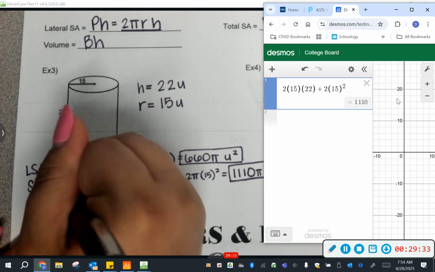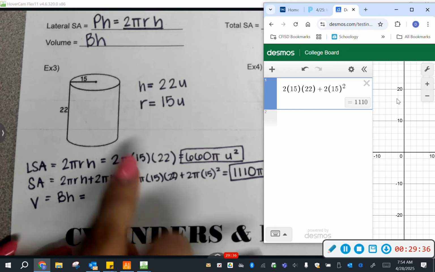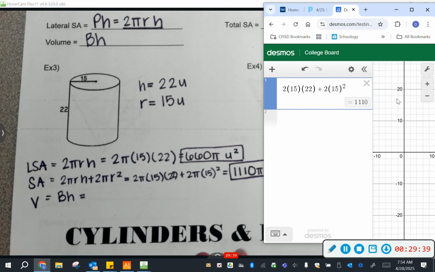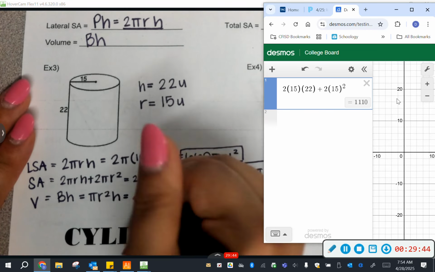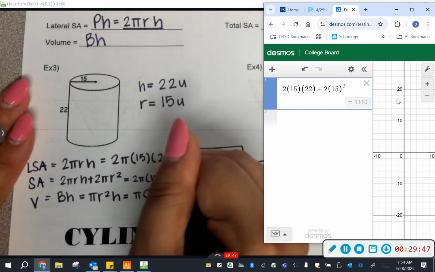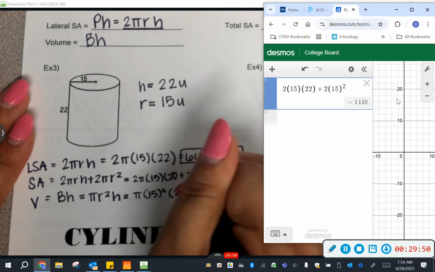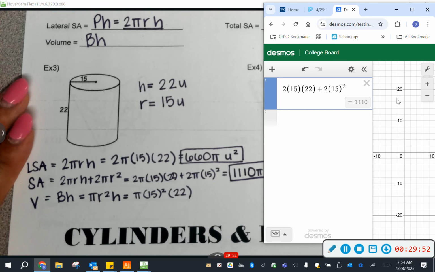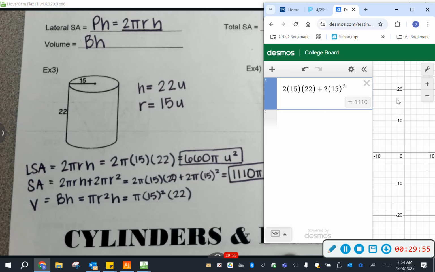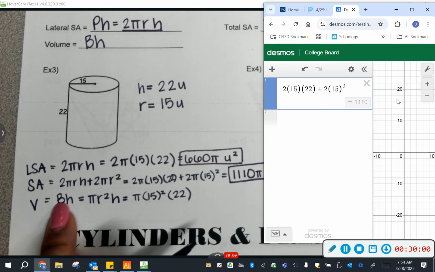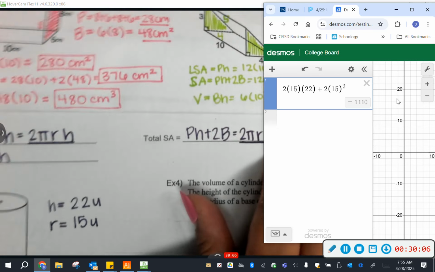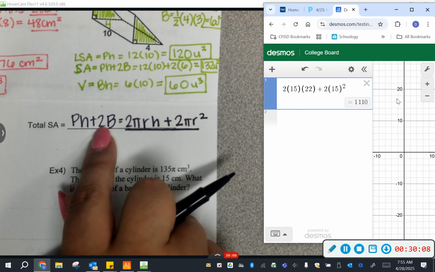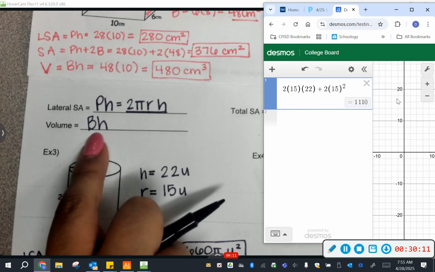My volume is big BH. How do I find the area of this base? So it's going to be pi r squared h. Pi 15 squared times 22. Why is it not 2 pi r squared? Because there's not a 2 in front of this big B. You see how in this formula right here there's a 2 in front of the B. That's part of the formula. In this formula there is not. So good question.